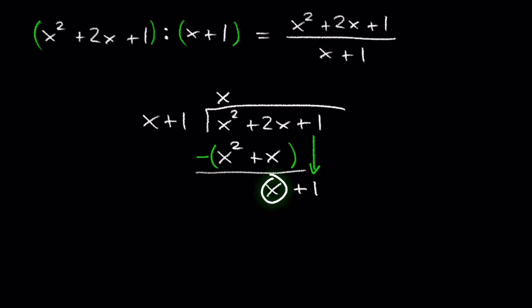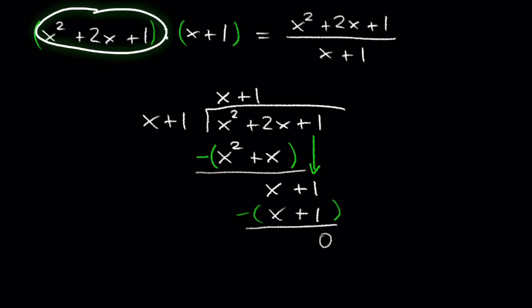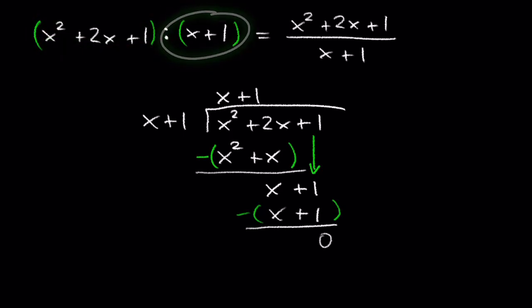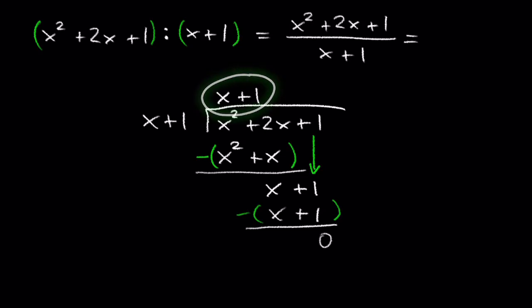So x divided by x is 1. One times x is x, and 1 times 1 is 1. X plus 1 minus x plus 1 is 0, and we are done with this problem. So x squared plus 2x plus 1 divided by x plus 1 is x plus 1.